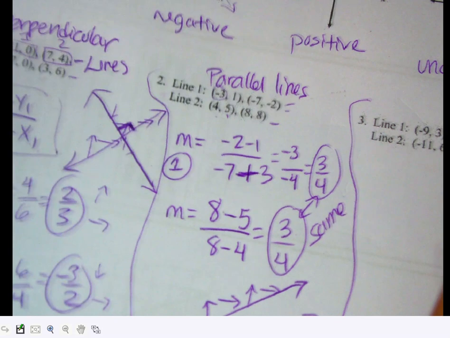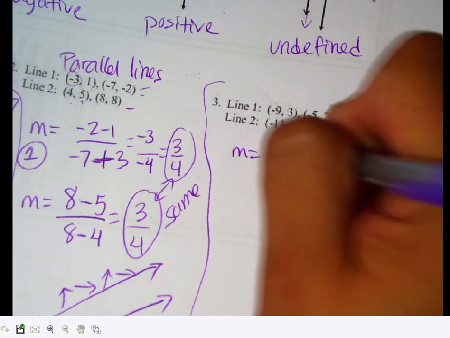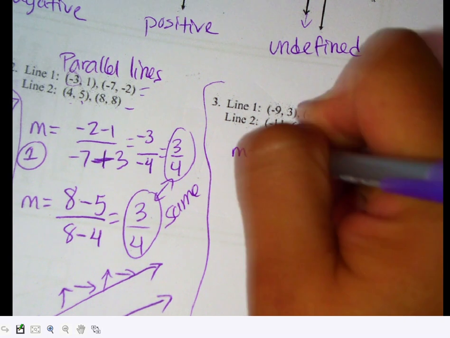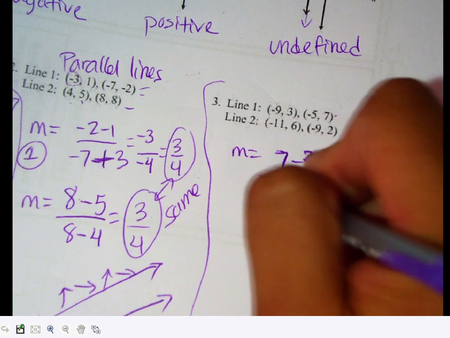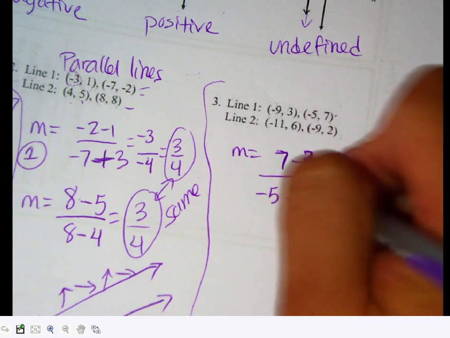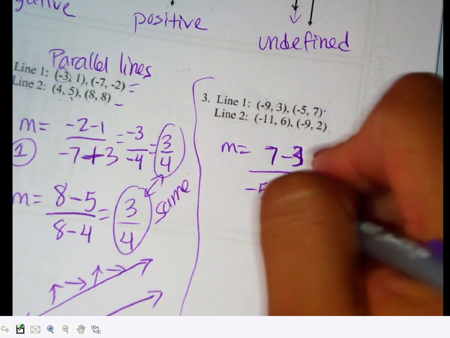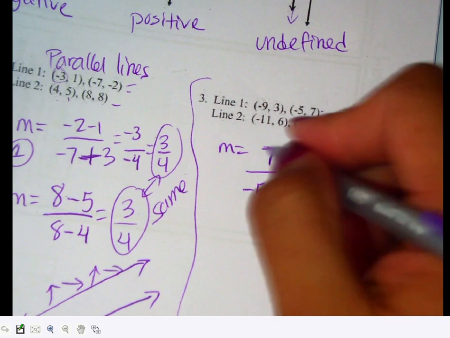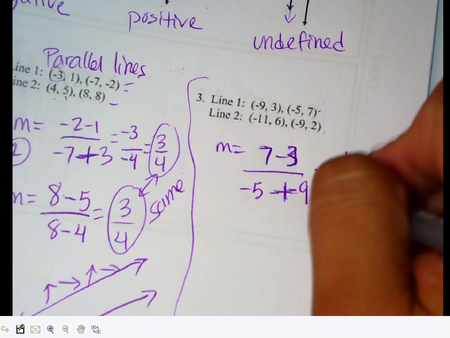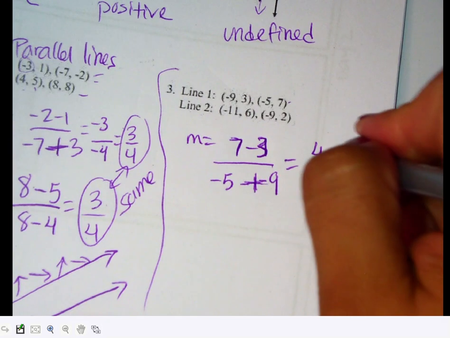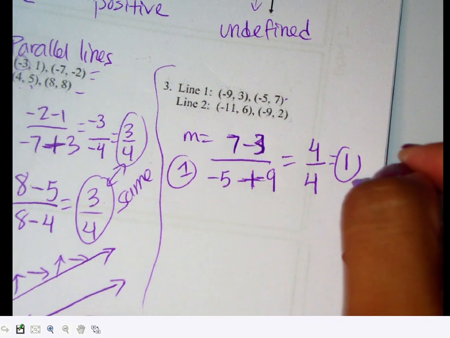All right, let's try the third one. We're going to have y2 minus y1, so 7 minus 3, over x2, negative 5, minus x1, so minus negative 9. Minus negative becomes a plus. So 7 minus 3 is 4. Negative 5 plus 9 is positive 4. 4 divided by 4 is 1. So line 1 has a slope of 1.